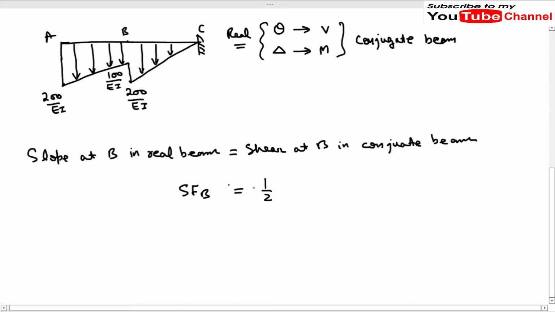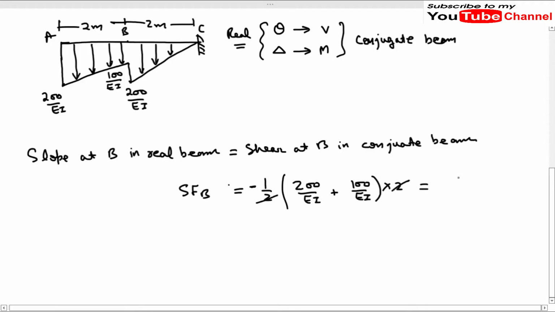So the area will be 1 by 2, because it is acting downward, so it will be taken as negative. So 200 divided by EI plus 100 divided by EI, and multiply by the length of the segment AB. So this is also 2 meters. From here, this 2 and this 2 will be cancelled out, so it will be minus 300 divided by EI. So this is the shear force in our conjugate beam, and this shear force is equal to the slope in our real beam. So the value of slope, theta B, is 300 divided by EI.